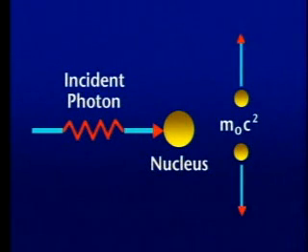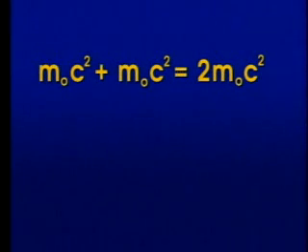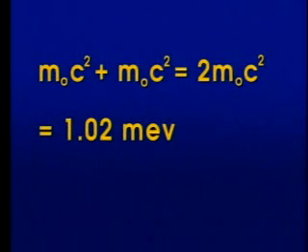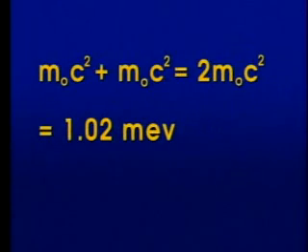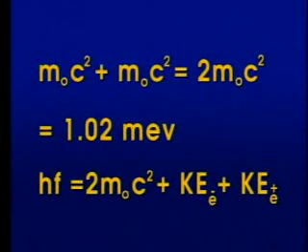Now the question arises: what is the role of this nucleus? The role of the nucleus in this process is just to share some energy and momentum in order to conserve the two quantities. The rest mass energy of electron is m0 c square, and that of positron is also m0 c square. So, the total energy of the photon for disintegration should be at least 2m0 c square, which is equivalent to 1.02 million electron volt. If the incident photon has energy greater than 2m0 c square, then the extra energy is taken away by the pair as kinetic energy. So, the equation is hf equals 2m0 c square plus kinetic energy of electron plus kinetic energy of positron.